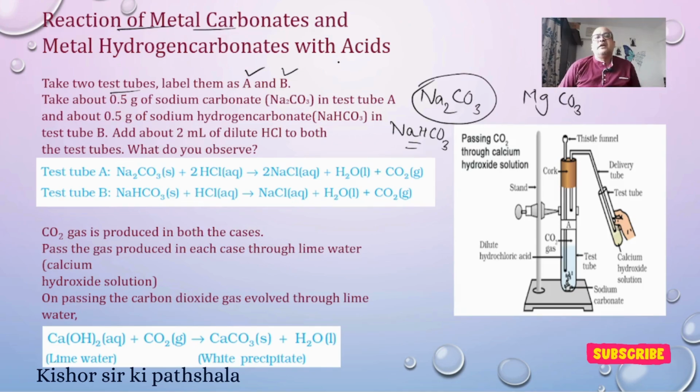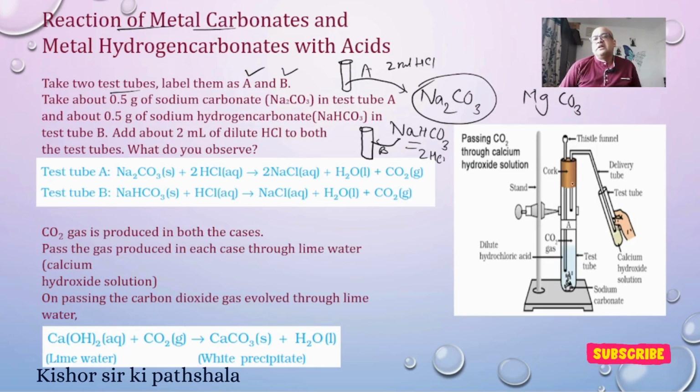We take 0.5 grams of sodium carbonate in test tube A, and about 0.5 grams of sodium bicarbonate in test tube B. Then we add 2 ml of HCl to both test tubes respectively. Here you see, sodium carbonate is in the flask and we are putting hydrochloric acid into it through the thistle funnel.